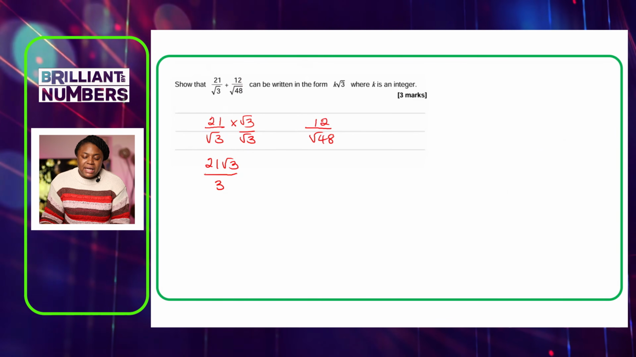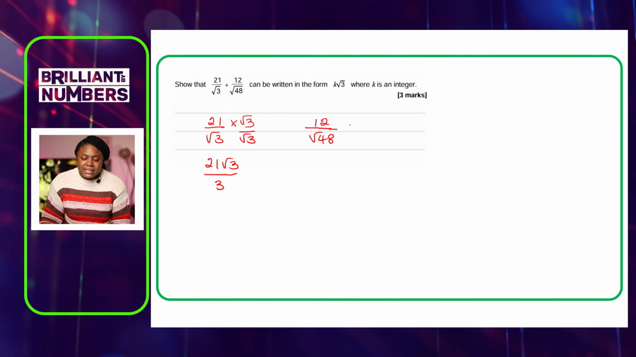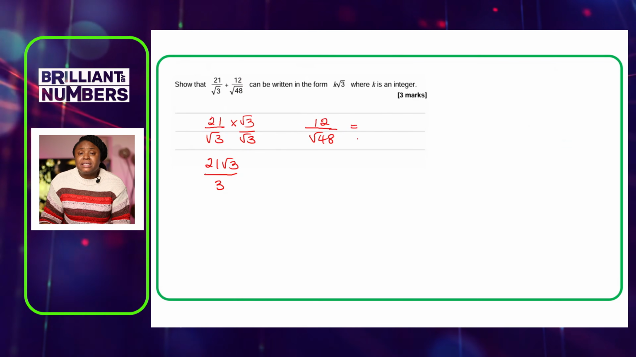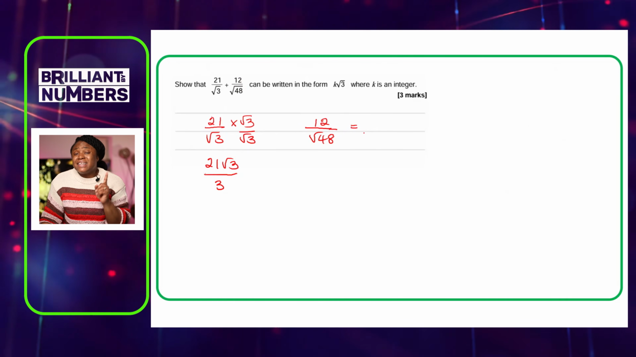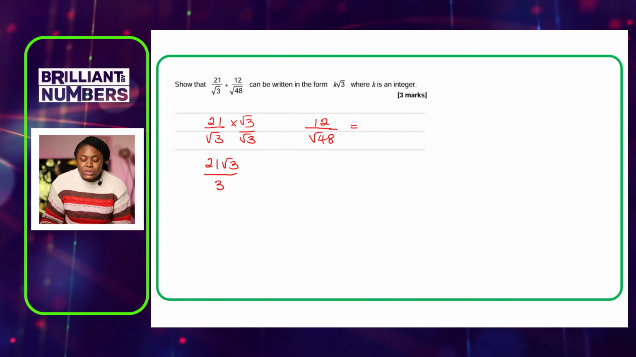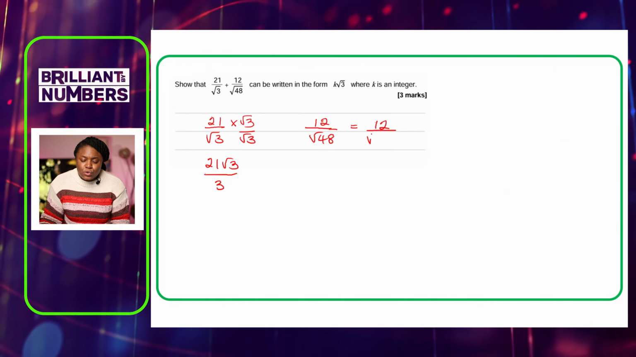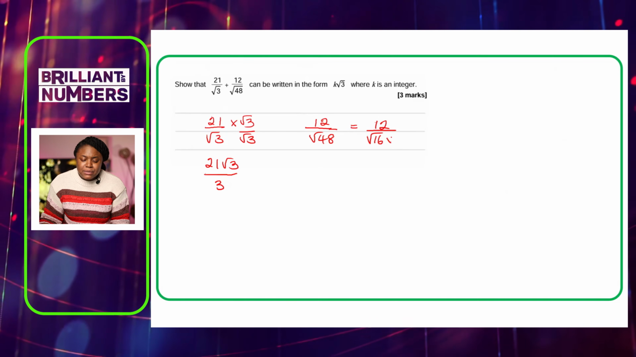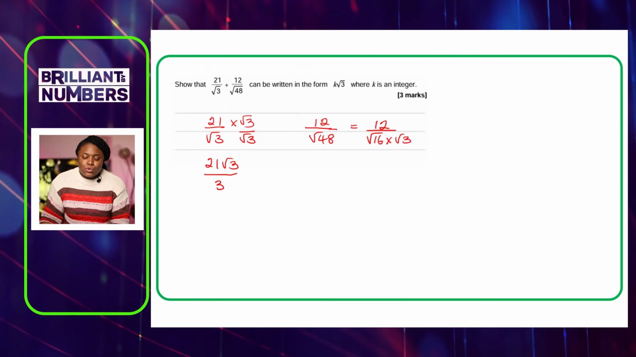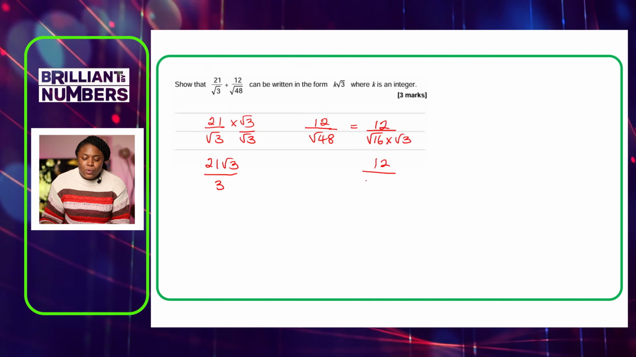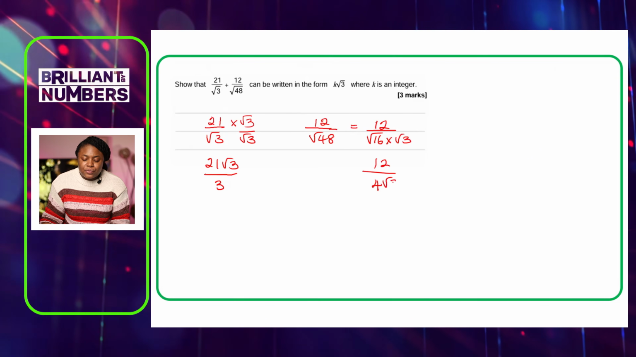Now, root 48 can be written as a square number times another number. The highest square number that goes into 48 is 16. So we can have 12 over root 16 times root 3. Root 16 is equal to 4. So this is 4 root 3.